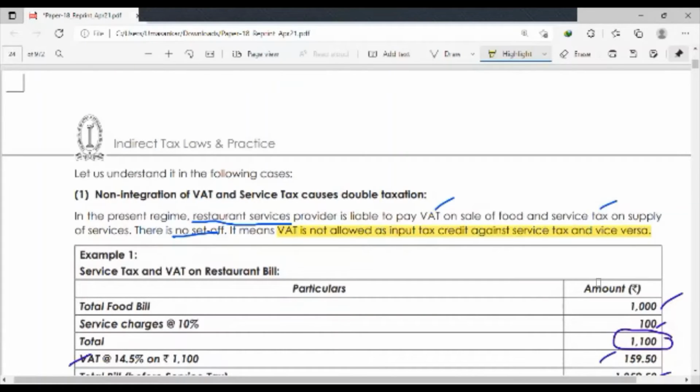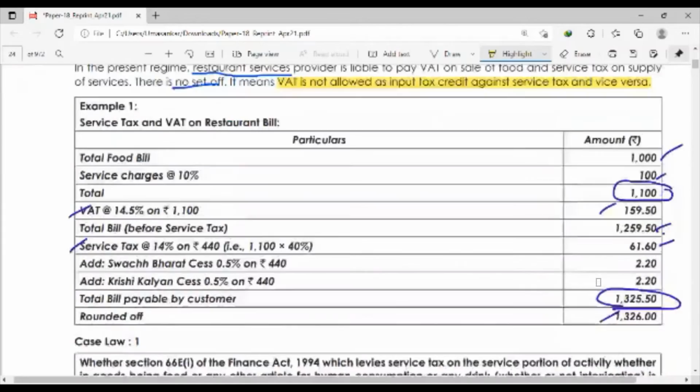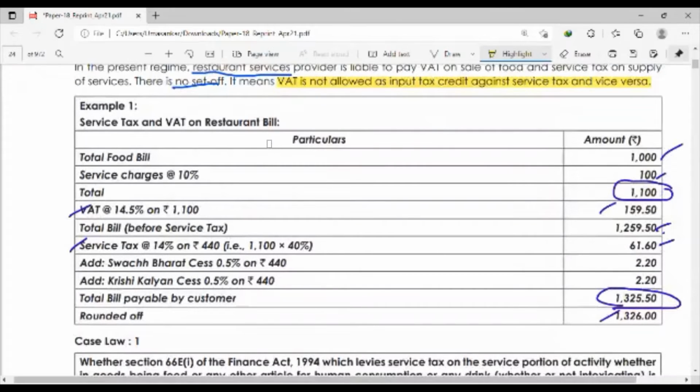In the pre-GST regime, we will consider an example of restaurant services, where we used to pay VAT on the sale of food and service tax on the supply of services. And there is no set-off. What do we mean by no set-off? VAT paid is not allowed as input tax credit against the service tax, and vice versa. Means the service tax paid is not allowed as input tax credit against VAT paid. Okay, we'll do an example.